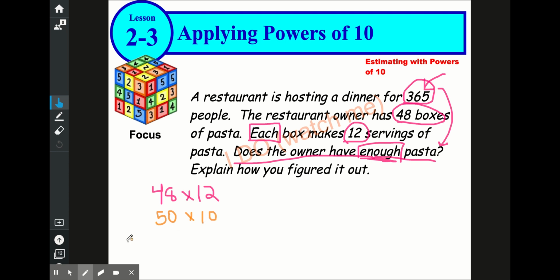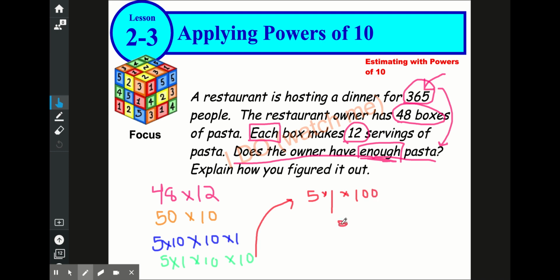I'm going to show this estimation just a little bit differently, even though I'm sure most of you could do this one quickly. I'm going to remember that 5 times 10 equals 50. And then we've got 10 times 1. So I can rewrite this again as 5 times 1 times 10 times 10. Because remember, it doesn't matter which order. I'm going to come up here. And I know that this is just like saying 5 times 1 times 100. Because 10 times 10 is 100. Which then gives us 5 times 100.